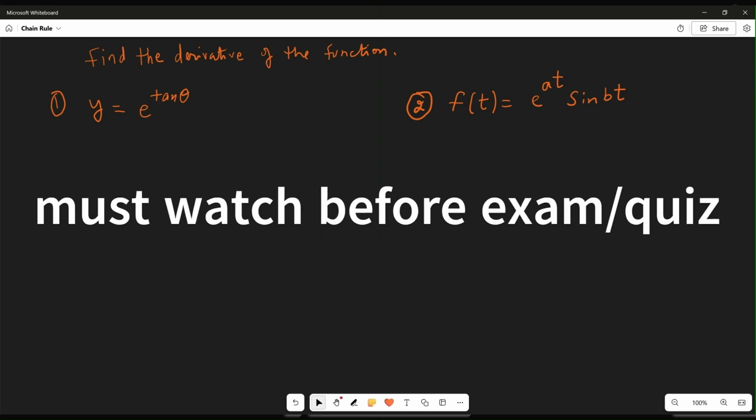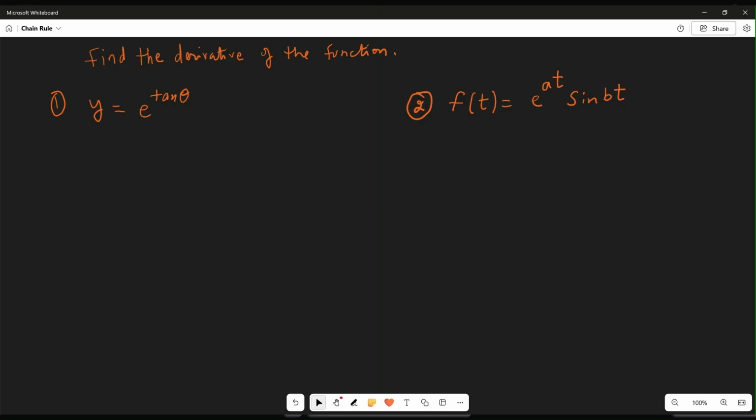Find the derivative of the following two functions. Let's look at number one here. y is equal to e raised to power tan theta.